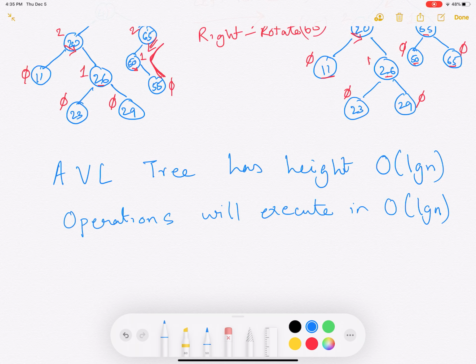So in this video, I mainly talked about AVL tree insertion. Deletion is similar to this, but in this video, I will only talk about AVL trees from the perspective of insertion. And I hope that you understood from this video why balancing is important and how you balance an AVL tree. Thank you for watching.